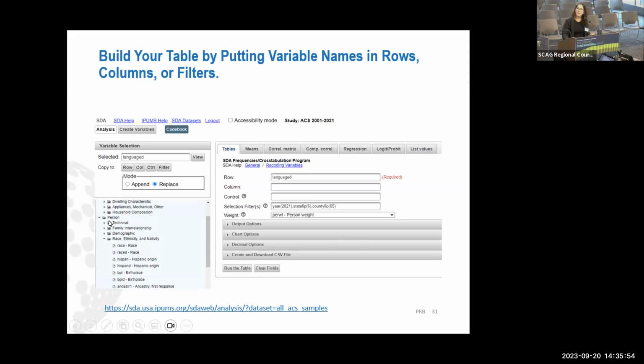There's also a context menu on the left-hand side. There, if you know that you are looking for something about race and ethnicity, you can expand that menu, and that's another way to get to the race and ethnicity variables and to see what they have.